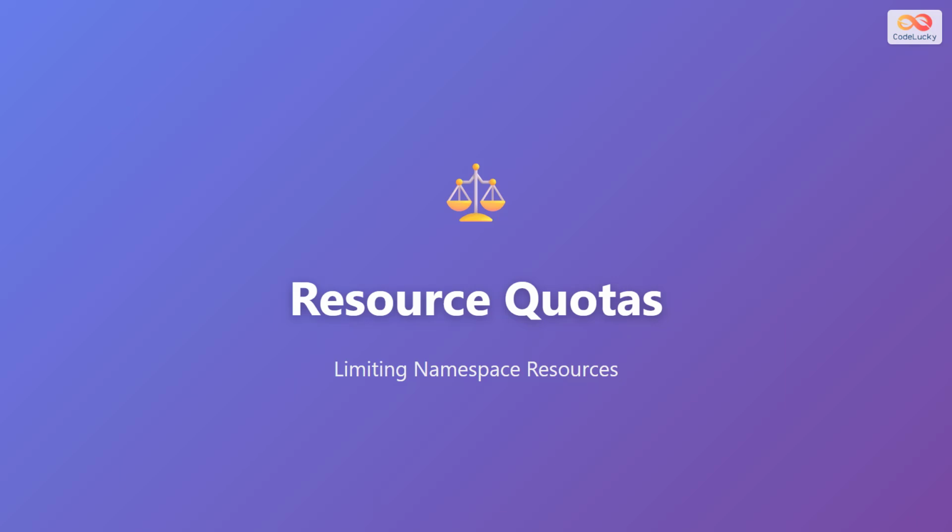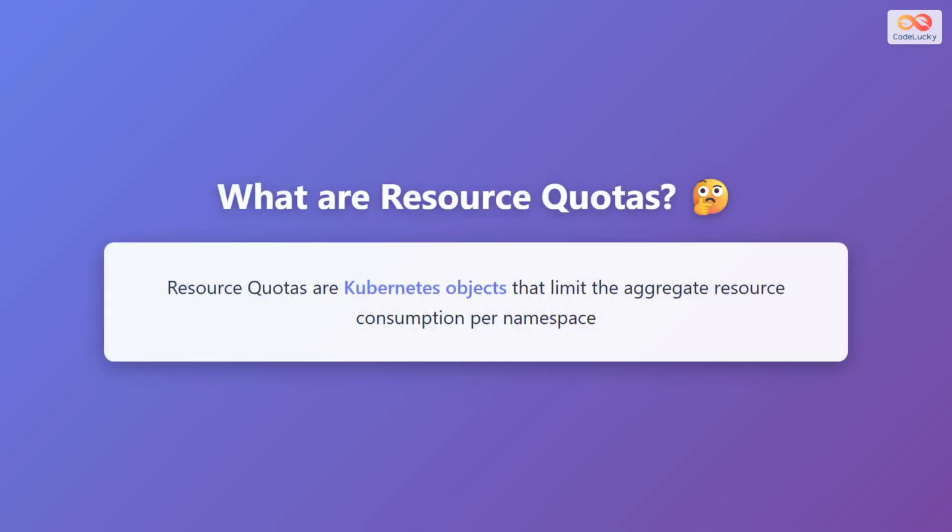Resource quotas, limiting namespace resources. In Kubernetes, managing resources efficiently is crucial for maintaining cluster stability and ensuring fair resource distribution across different teams and applications. Resource quotas are Kubernetes objects that limit the aggregate resource consumption per namespace. They act as guardrails to prevent any single namespace from consuming too many cluster resources, ensuring that resources are distributed fairly across all namespaces.